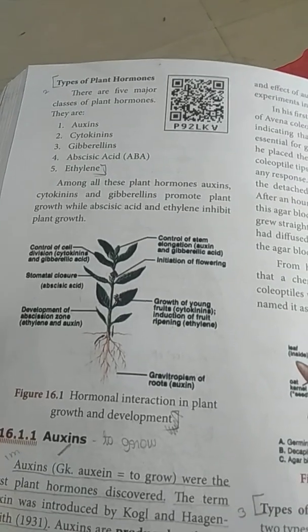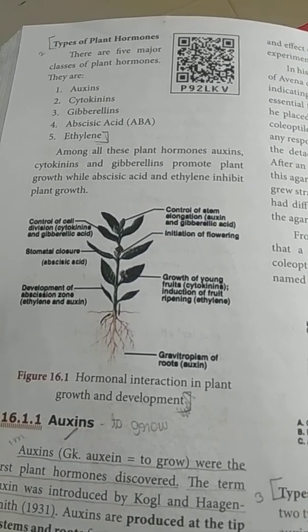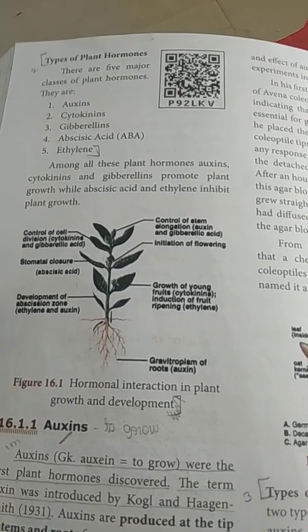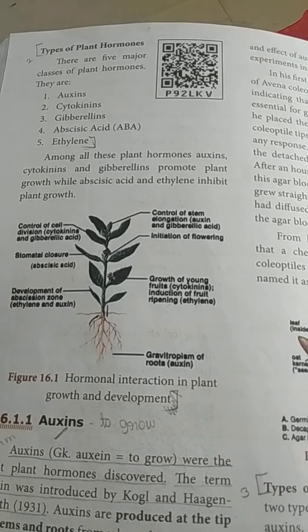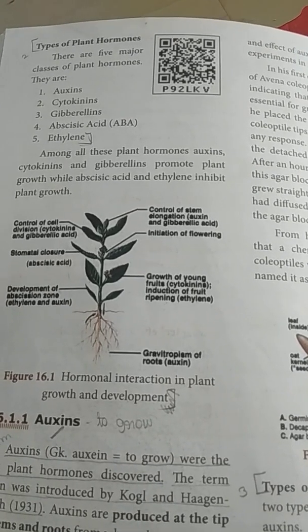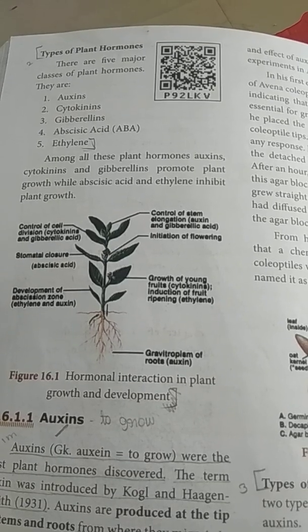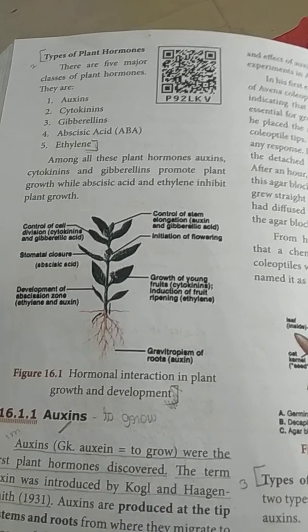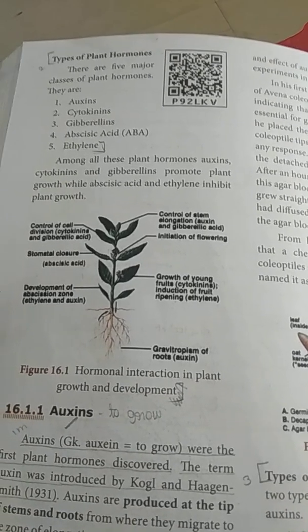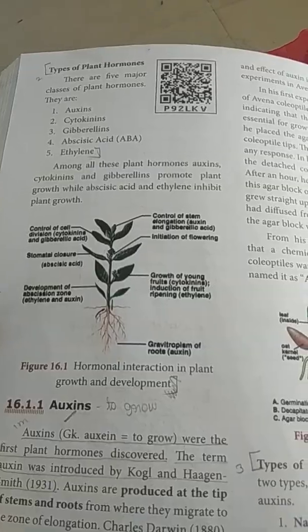Among all these plant hormones, auxin, cytokinin and gibberellin promote plant growth, and abscisic acid and ethylene inhibit plant growth. What is the difference between these two groups? Plant growth happens with the help of the first 3. The second 2 hormones control the plant after fruit development, and the later developments are controlled by abscisic acid and ethylene.